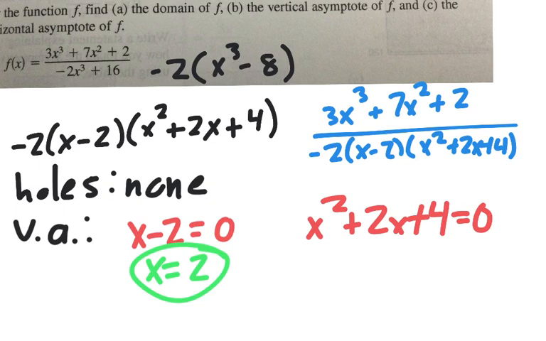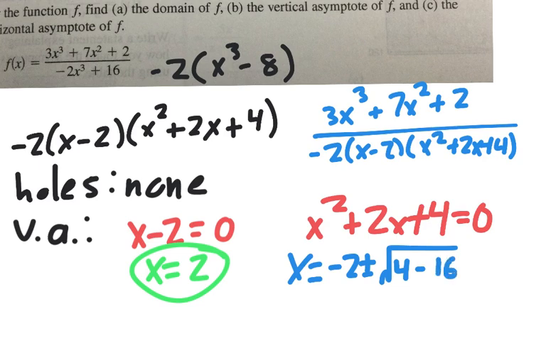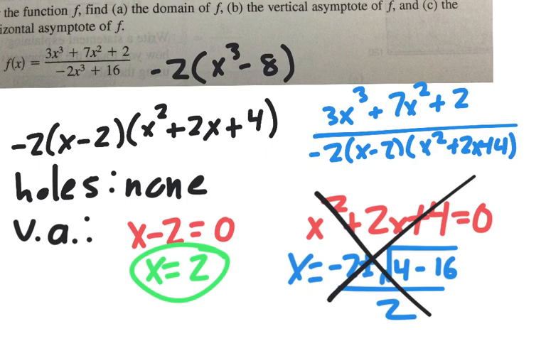Then the other side, can I factor that? No. How could I find the roots of a quadratic? I could use the quadratic formula. So x equals negative b plus or minus the square root of b squared minus 4ac. That's going to be negative 2 plus or minus the square root of 2 squared minus 4 times 1 times 4. What's going to happen underneath that radical? You're going to get a negative under the radical, so imaginary roots. We can't graph imaginary roots as vertical asymptotes, so this part gives me none. My only vertical asymptote is at x equals 2.